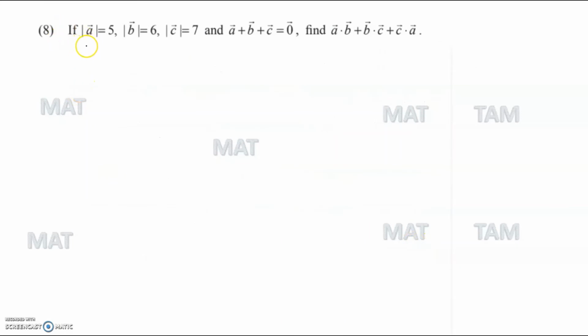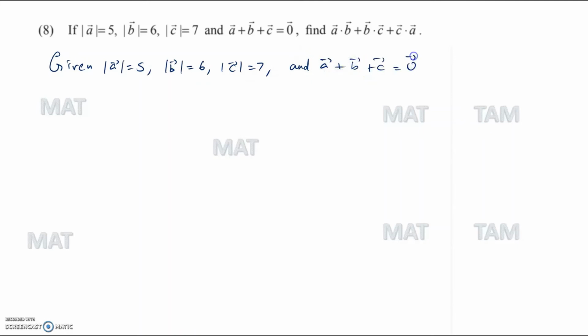Question number 8. If vector A's magnitude is equal to 5 and magnitude of B vector is 6, magnitude of C vector is 7, and A vector plus B vector plus C vector is equal to 0 vector, find A dot product with B plus B dot product with C plus C dot product with A vector. So we are given vector A magnitude as 5, vector B magnitude as 6, vector C magnitude as 7, and A vector plus B vector plus C vector is equal to 0 vector.